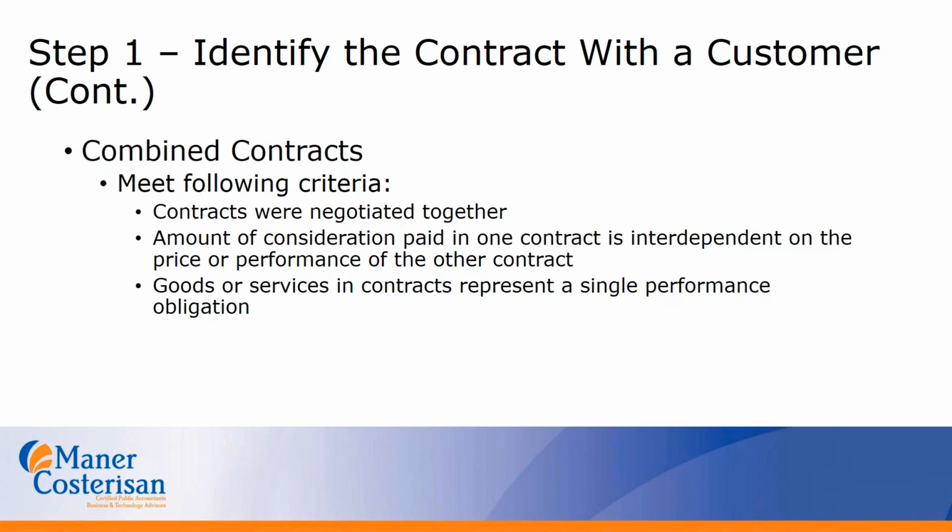So first, combined contracts. In order to account for contracts as combined contracts, they need to meet the following criteria. The contracts were negotiated together with a single commercial objective. The amount of consideration to be paid in one contract depends on the price or performance of the other contract, and the goods or services in the contract represent a single performance obligation. Combined contracts are accounted for on a customer-by-customer basis, so you may end up accounting for fewer contracts individually, but there are still a lot of customers. So this is where the portfolio approach can be applied.